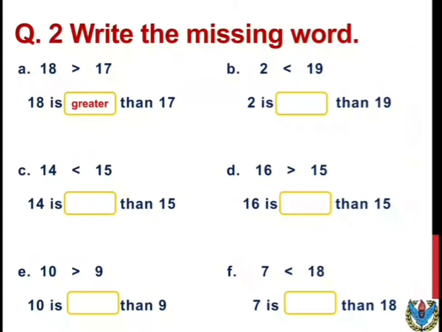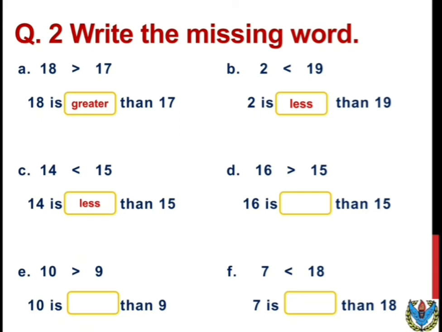Now look at part B. 2 is less than 19. We are going to write it as 2 is less than 19. L-E-S-S, less. Look at part C. 14 is less than 15. We will write it as 14 is less than 15. L-E-S-S, less.